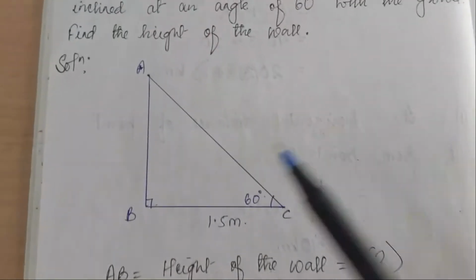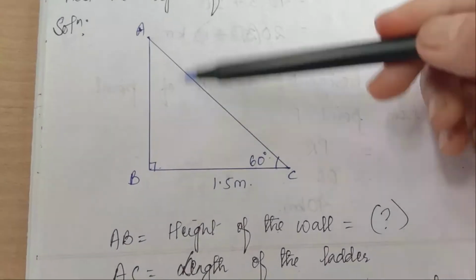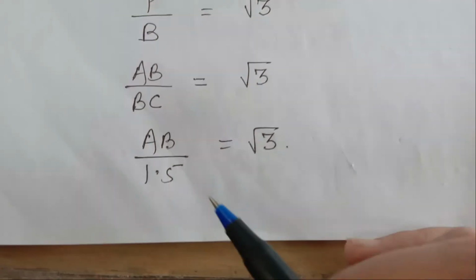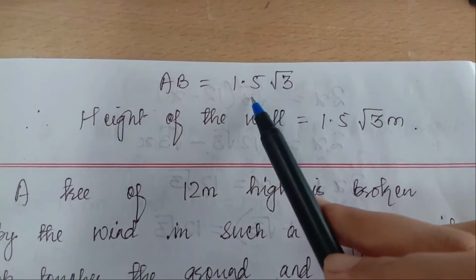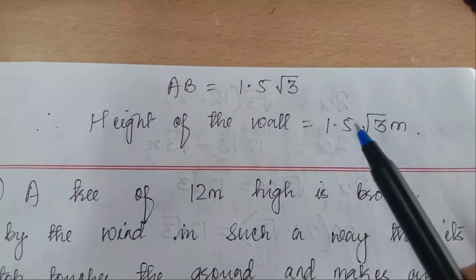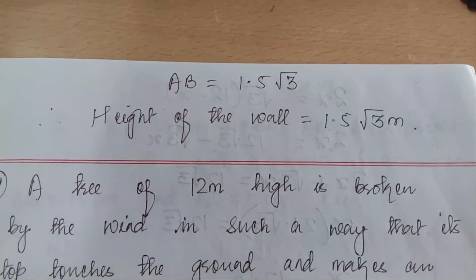So AB is unknown, BC is 1.5. So put here 1.5, do cross multiplication. AB is 1.5 root 3. So the height of the wall is 1.5 root 3 meter.